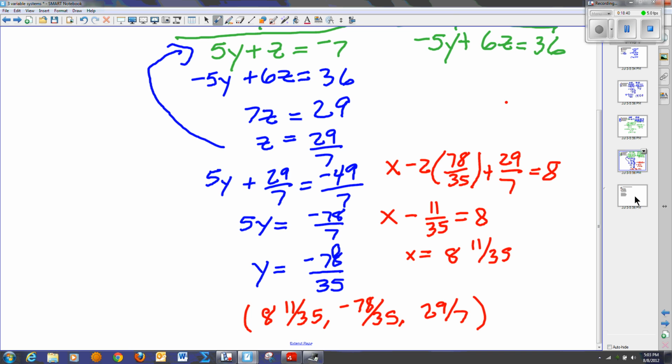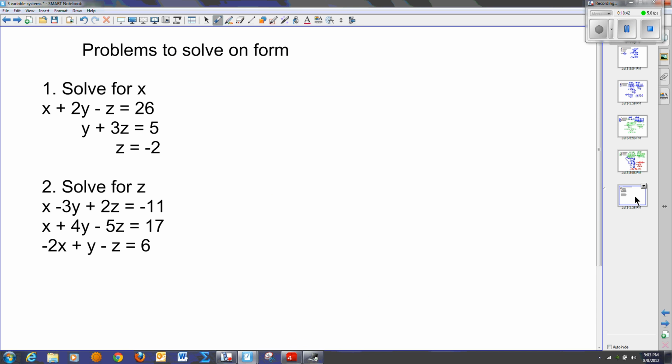So here are the problems you need to fill in on the form, and we'll talk about this tomorrow.